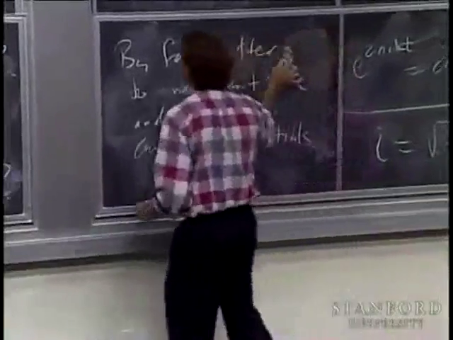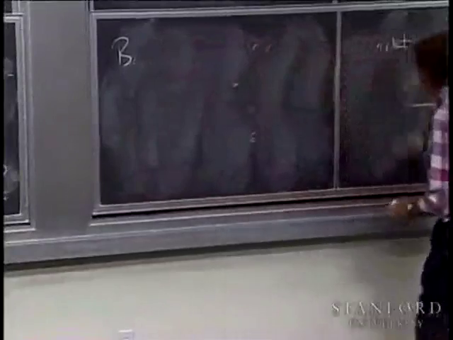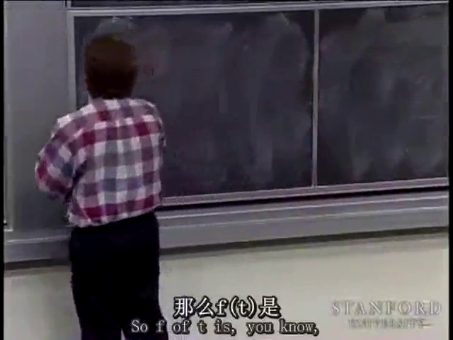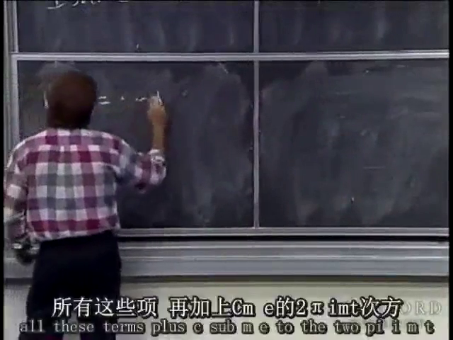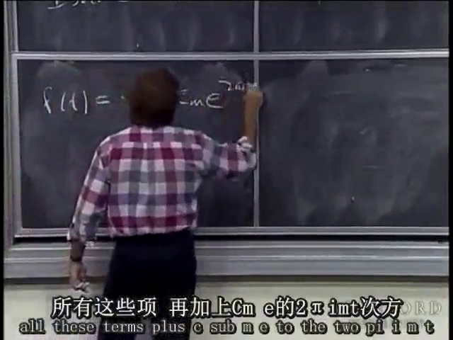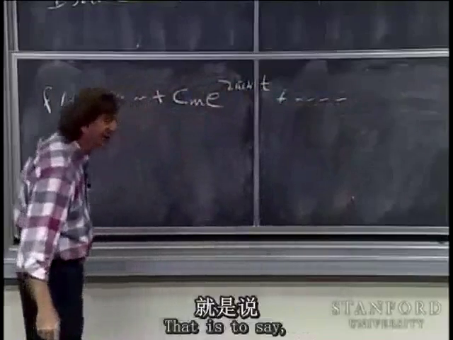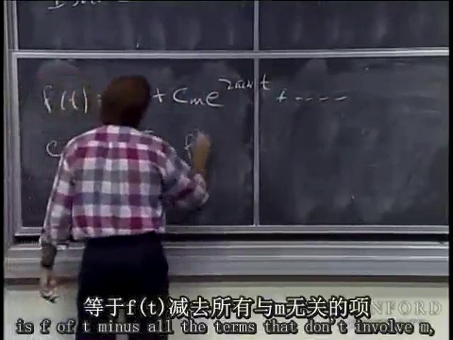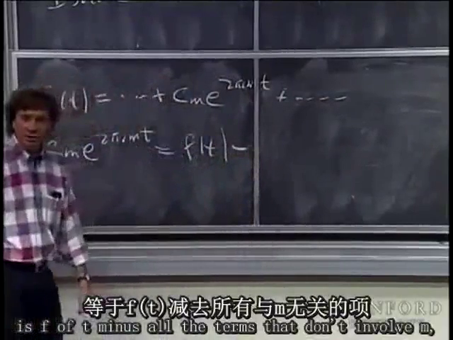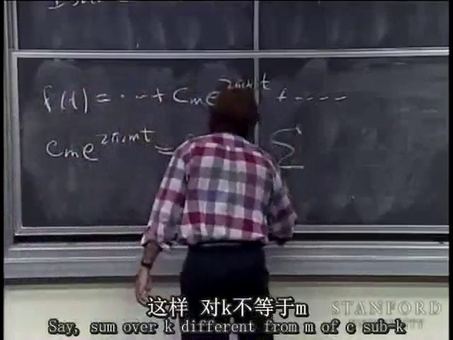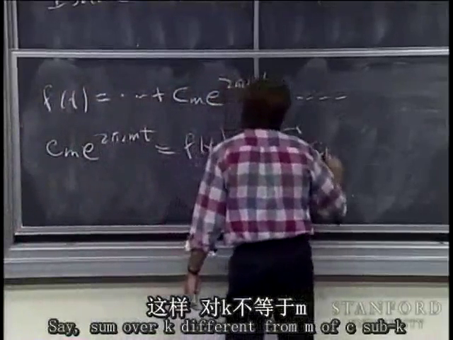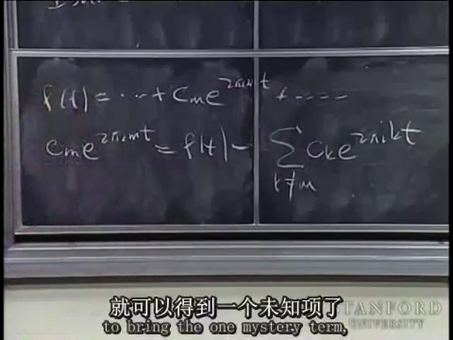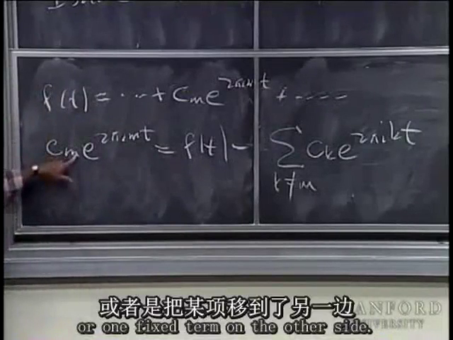It's a big old sum, right? So f of t is all these terms plus c sub m e to the 2 pi i mt plus all the rest of the terms. That is to say, I can write c sub m e to the 2 pi i mt as f of t minus all the terms that don't involve m. So let me write it like this: the sum over k different from m of c sub k e to the 2 pi i kt. I haven't done anything except algebraically manipulate the equation to bring the one fixed term to the other side.